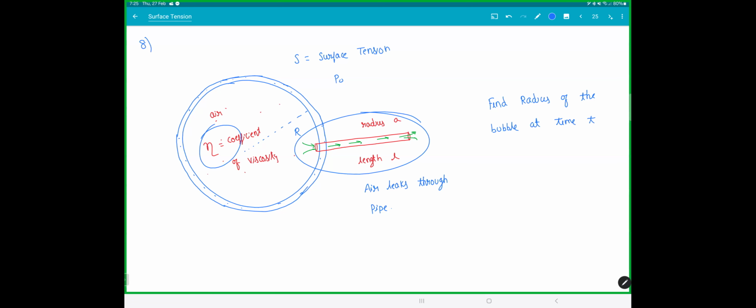What is Poiseuille's equation? Delta P pi r power 4 by 8 eta L. Delta P is what? Pressure difference between inside and outside. But where does that come from? That comes from surface tension, excess pressure, isn't it? So I know that surface tension excess pressure is making the air flow from inside to outside. So I have to use Poiseuille's equation there. You're getting it? Now, I don't know whether this will work or not, but this is my starting point.